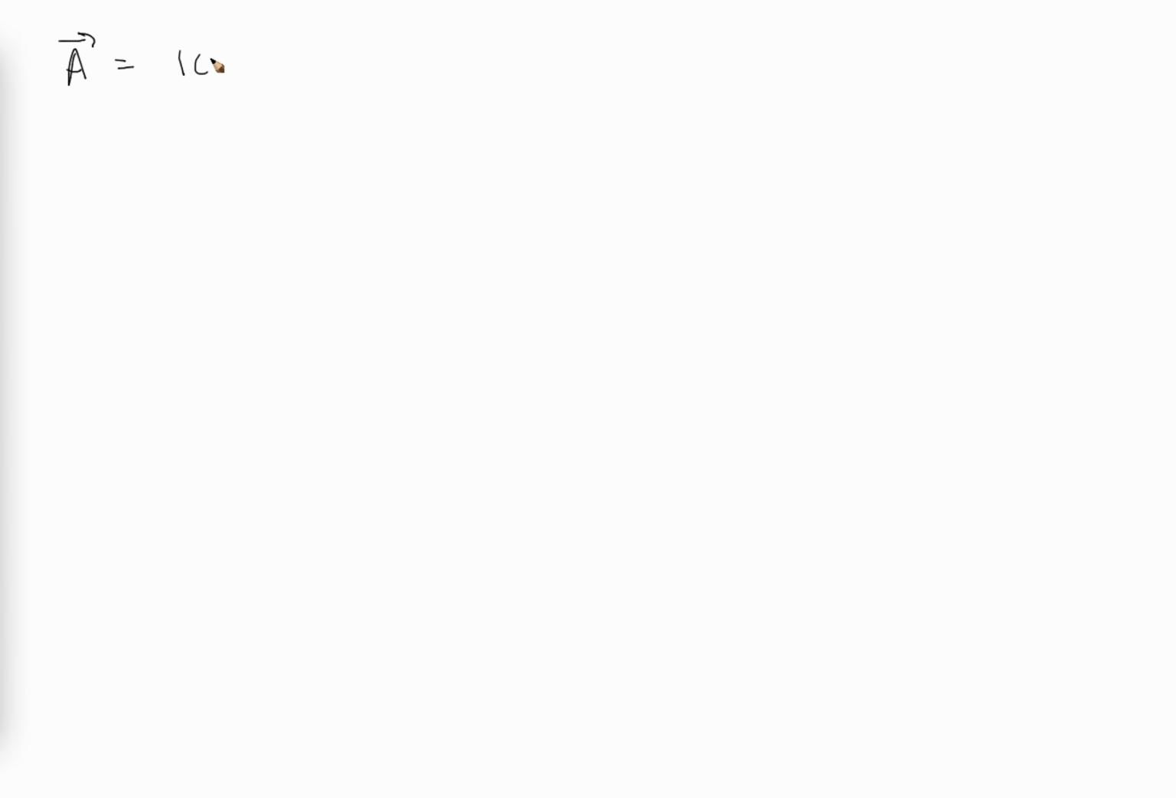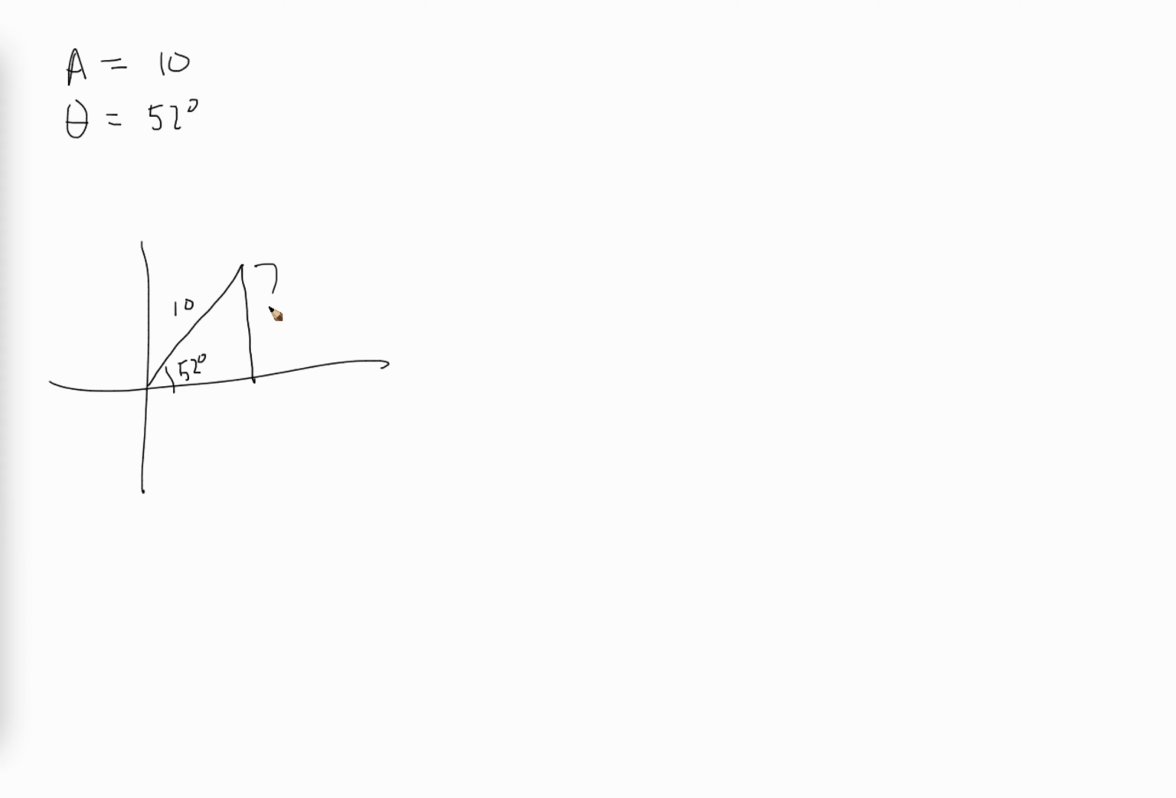What if we are given lengths and angles? Let's say that we have a vector A, and that vector A is 10 units long. The length of A is 10 units, whatever it happens to be. And let's say that the angle it makes is 52 degrees. Okay, so we've got this kind of picture here. We've got something coming out this way. We know the length here is 10, and we know the angle here is 52 degrees. And now we want to know what is the y component, and we want to know what is the x component. And again, we're going to use trigonometric functions.